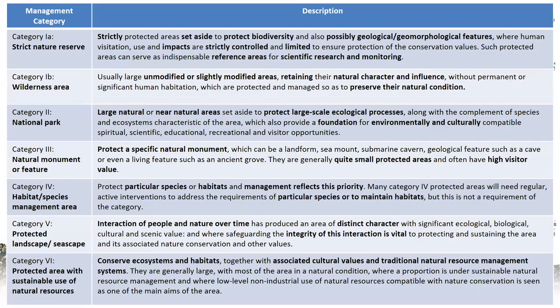Jadi di peringkat global, terdapat 6 management kategori untuk protected area. Yang pertama, strict nature reserve, wilderness area, national park, national monument or features, habitat species management area, protected landscape seascape, protected area with sustainable use of natural resources. So ini merupakan salah satu kategori bagi kawasan perlindungan, yang mana ianya sangat penting.